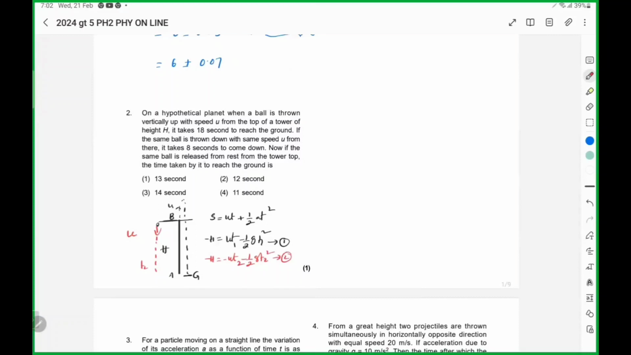And now if the same ball is released from rest, dropped from height h, it will reach the ground in t3 seconds. It is a standard model. By simplifying this, we get t3 as root of t1 into t2. So 18 into 8, that is 144, which is 12 seconds. That's right.